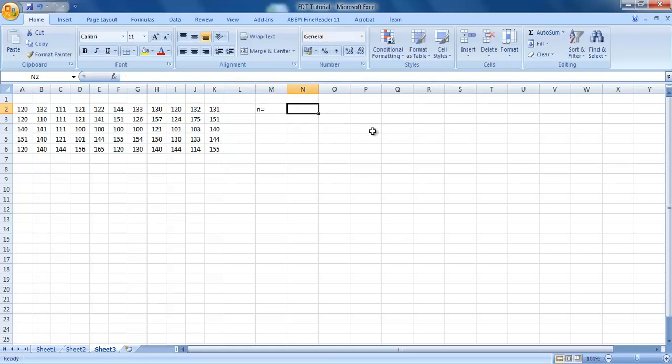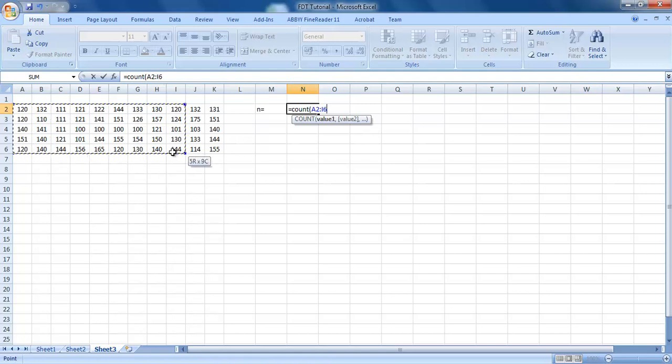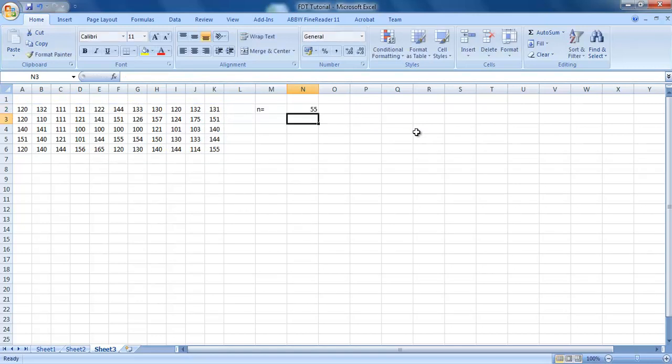You can type anything here. And then at the right side is where I'm going to put the real count of the values, the real sample size. So I'm going to use the count function. Then I'm going to select the range of the scores using the mouse. Then close parenthesis. Then enter. So you see that we have 55 scores.